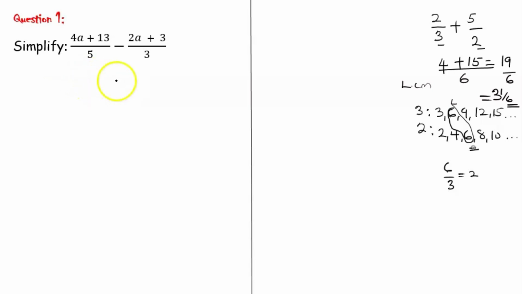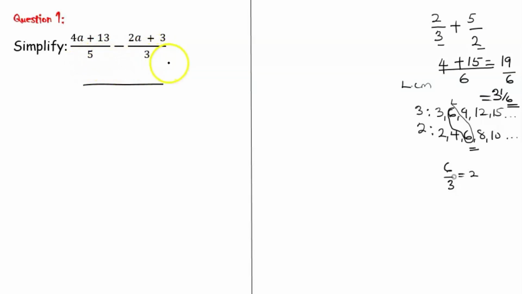Alright, it's the same approach we are going to use for this. The first thing to do is to find the LCM. Now, what's going to be the LCM of 5 and 3? That is the lowest common multiple. We are simply saying, what are the numbers that 5 can divide without a remainder, and the numbers that 3 can divide without a remainder.